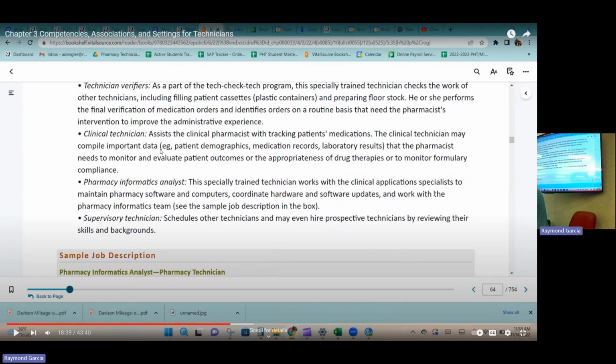So a clinical technician will help you out if you're going to be a pharmacist, anesthesiologist, getting data for them as well. You know what the disease is, how long the duration of the disease, and what's working, what's not working as far as medication for the patient.